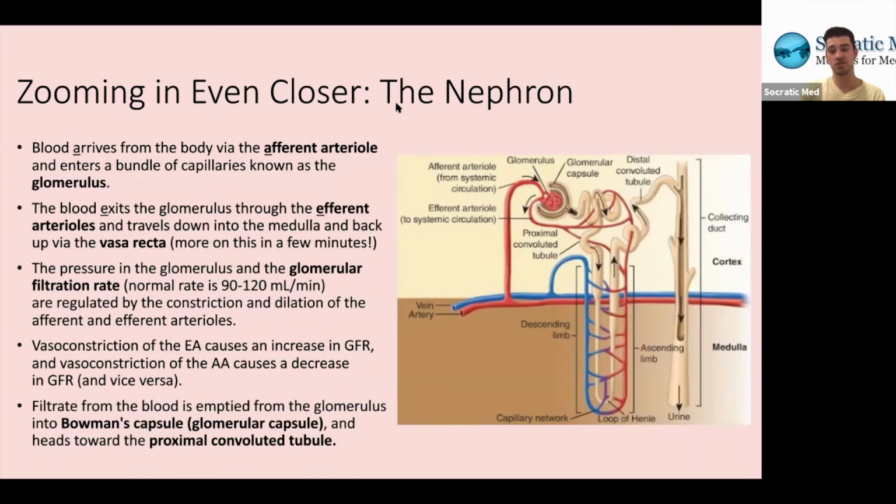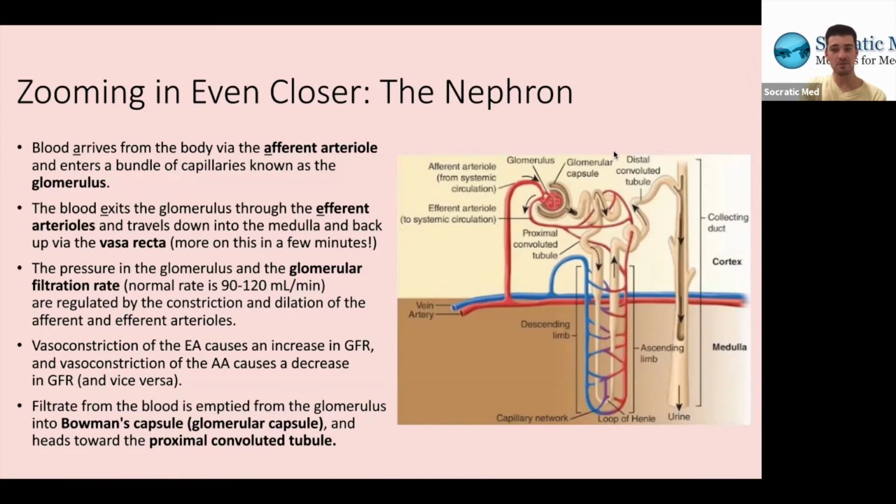Likewise, vasoconstriction of the afferent arteriole causes a decrease in glomerular filtration rate because it's cutting off the blood supply to the glomerulus. If we cut off the blood supply by constricting the afferent arteriole, and we keep the efferent arteriole open, the glomerulus is going to lose blood volume and blood pressure, and the GFR is going to go down. The same applies vice versa. Vasoconstriction of the EA causes an increase, vasodilation of the EA causes a decrease. Filtrate from the blood is emptied from the glomerulus into Bowman's capsule and heads toward the proximal convoluted tubule.